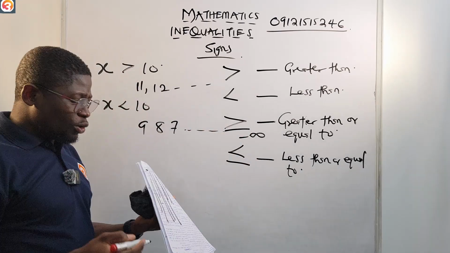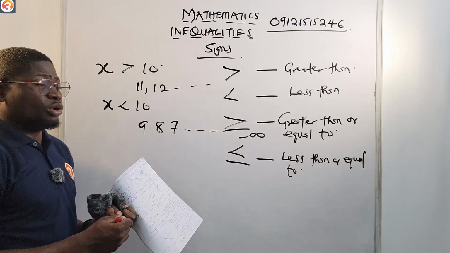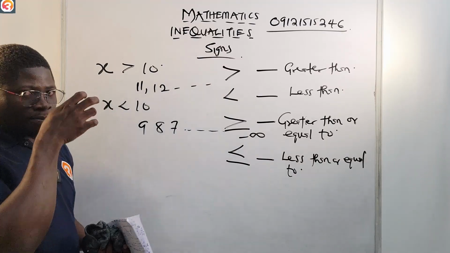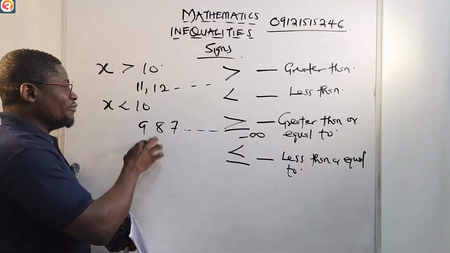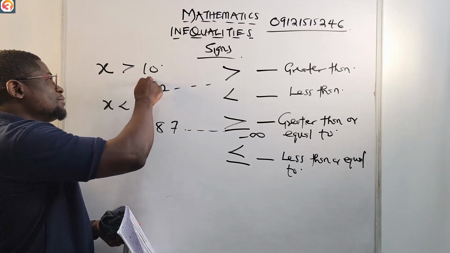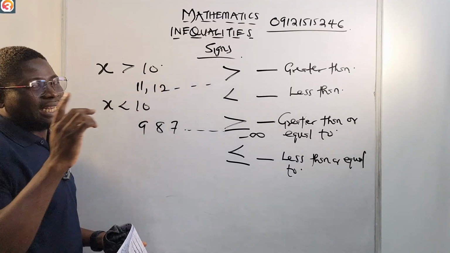Infinity. Okay, so that is what this inequality means. The values that satisfy this inequality will be values that are lesser than 10. For this other one, it means values will be greater than 10.